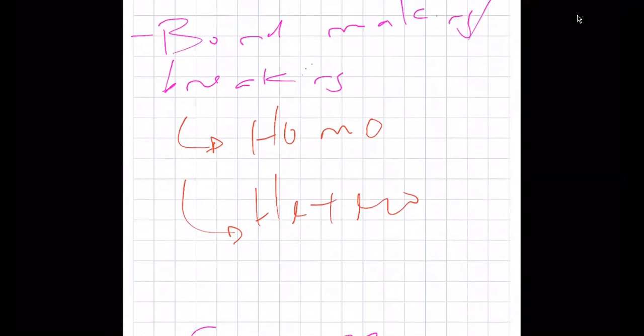We already talked about heterolytic, heterogenic, and so it's good. There's another bond making, bond breaking process that is homogenic and homolytic. So we're going to talk about that.